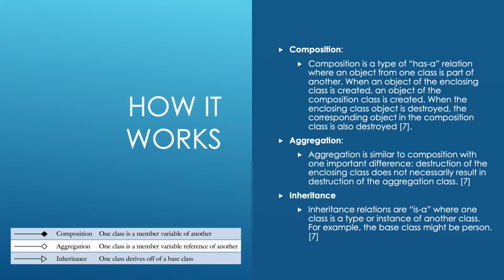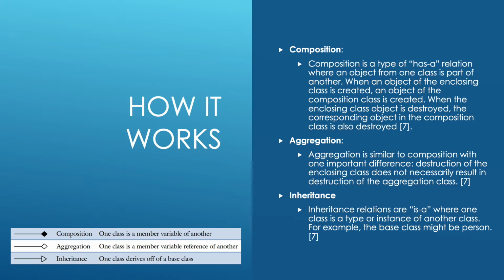Composition relationships are denoted by a black square. They are used when a relationship is a has-a relationship, where one class is a part of another class. Composition is used when one class is inside of the other class, usually as a member variable. When the parent class is destroyed, all the other classes that are member variables will also be destroyed.